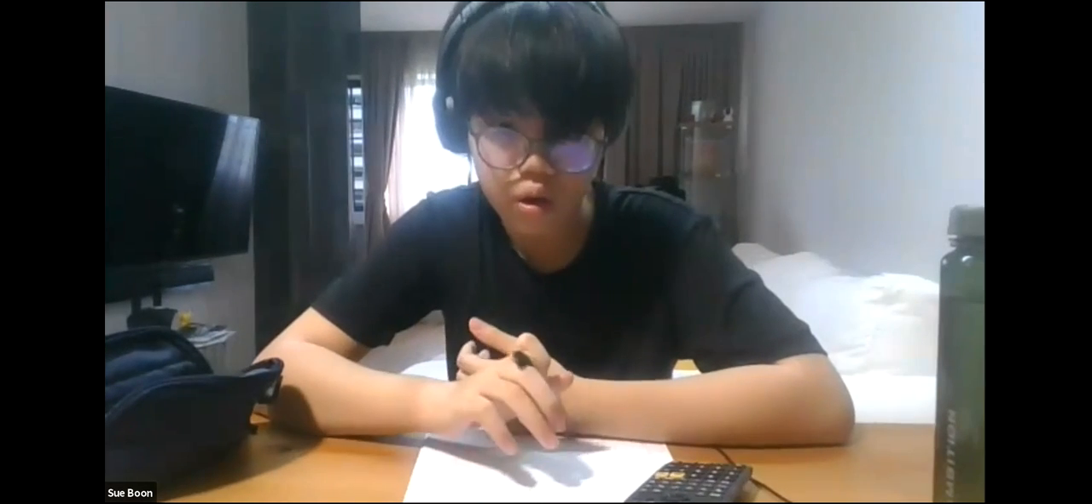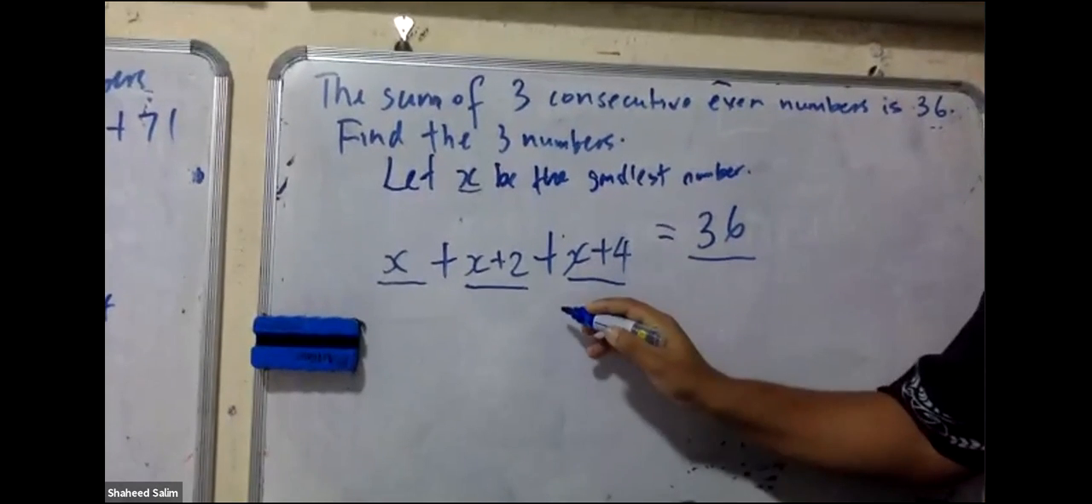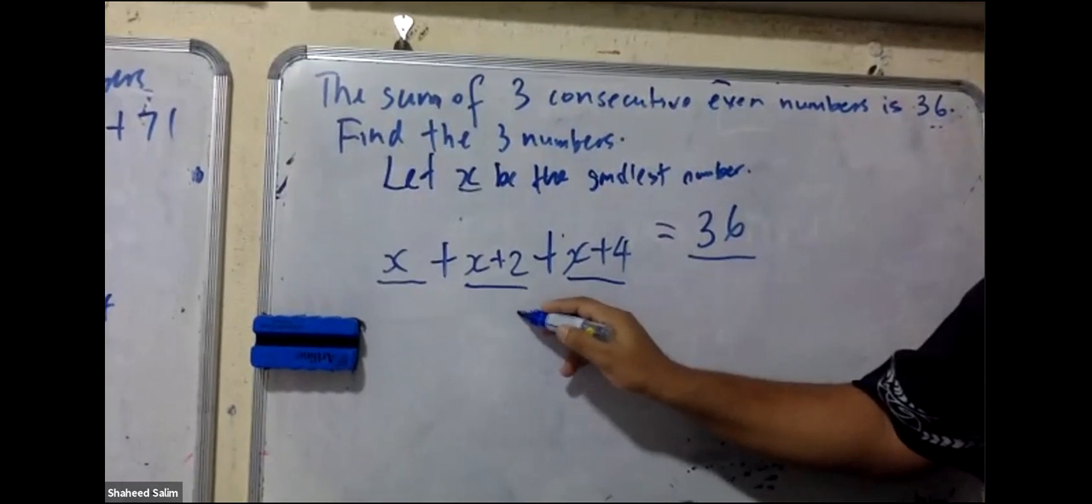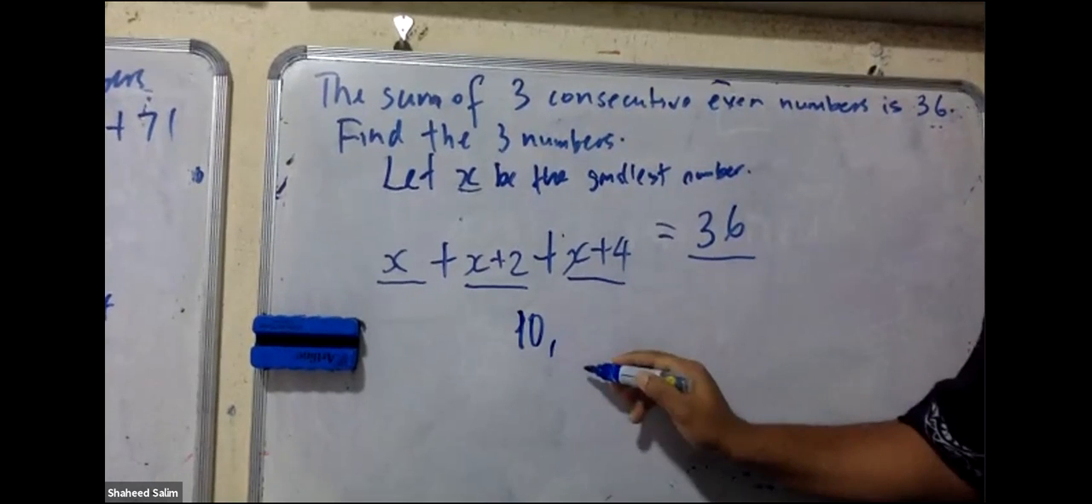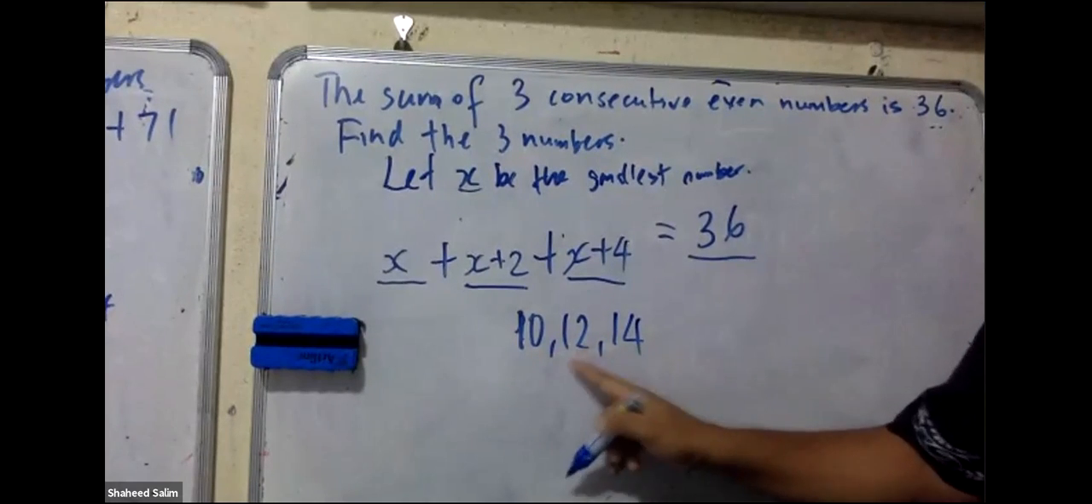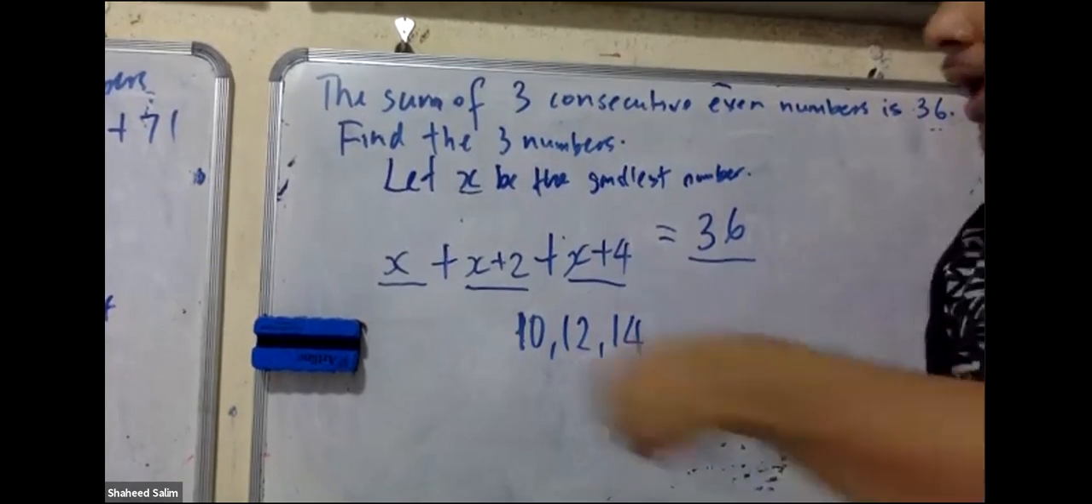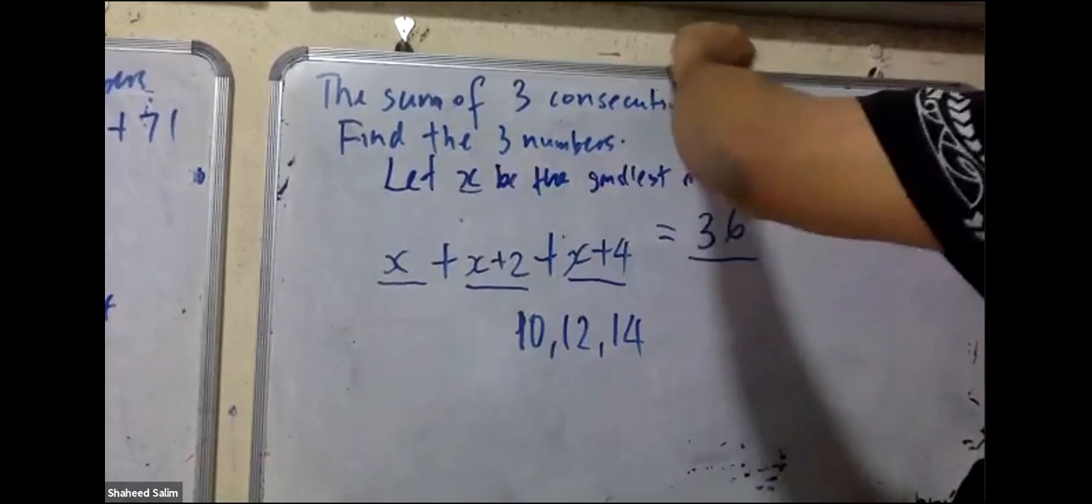X equals 10. Let's see, so what are the three numbers? 10, 12, 14. You see, 10 plus 12 is 22, 22 plus 14 is 36, correct. So now I'm going to change it.